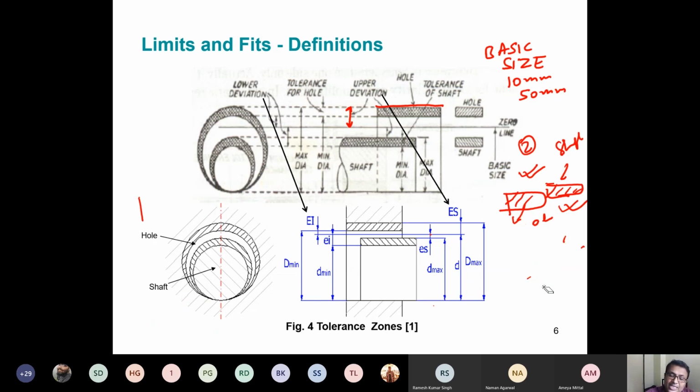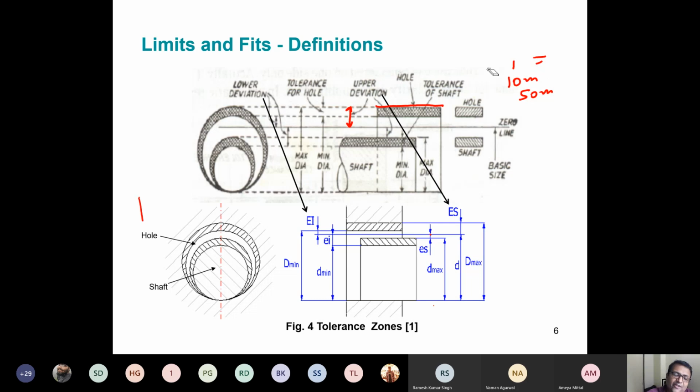But then these are the things which you will use, and there are two systems, hole base and shaft base. So you can either take shaft as the reference or hole as the reference and do it. It doesn't matter. Okay. And then in this case, there is something called fundamental deviation.